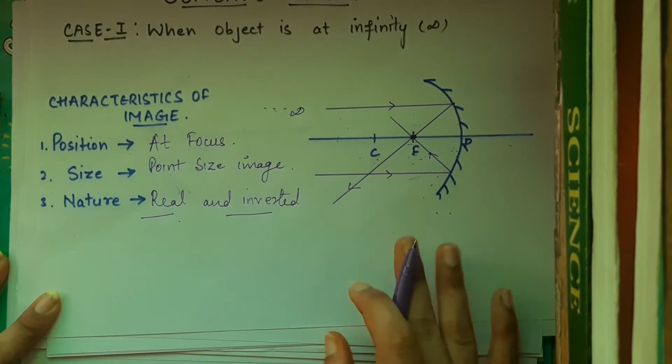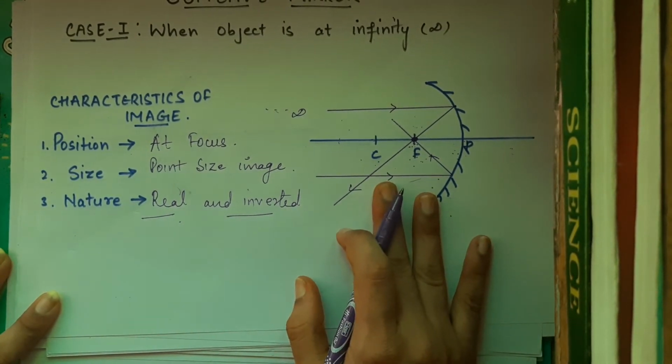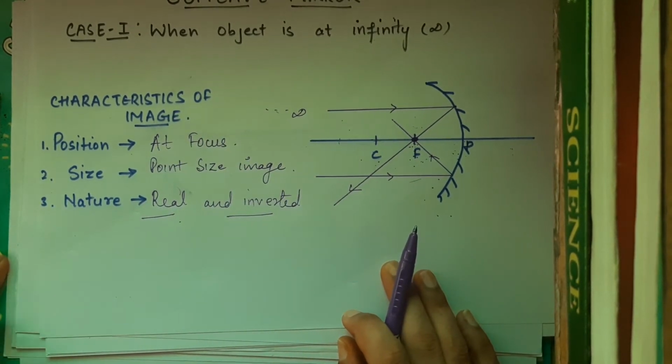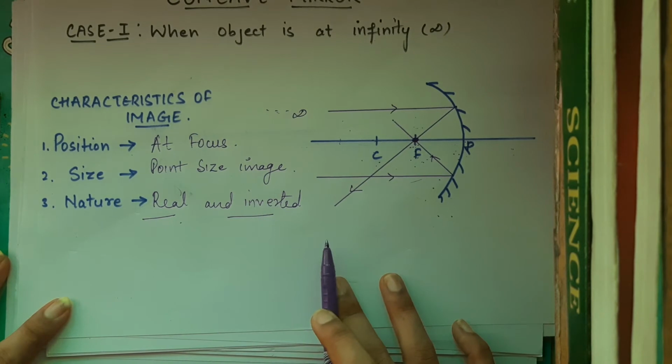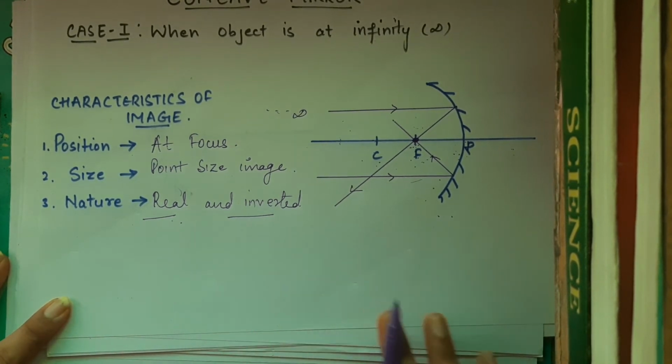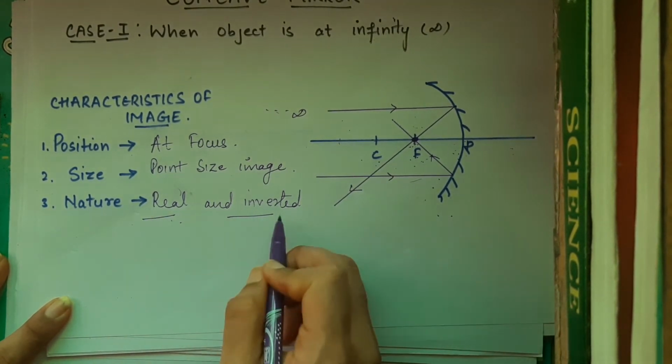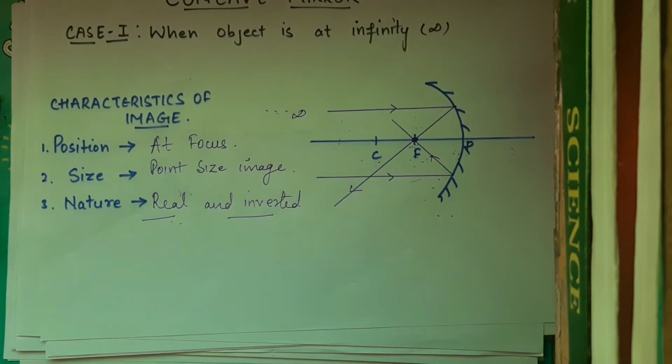And why is it inverted? Here you cannot see that the image is inverted. We can see it when we move to other cases, when we have some size of the object. So here you can just write that the nature of the image is real and inverted, because the real combination always goes like the real and inverted case. Okay, so moving on to case 2.